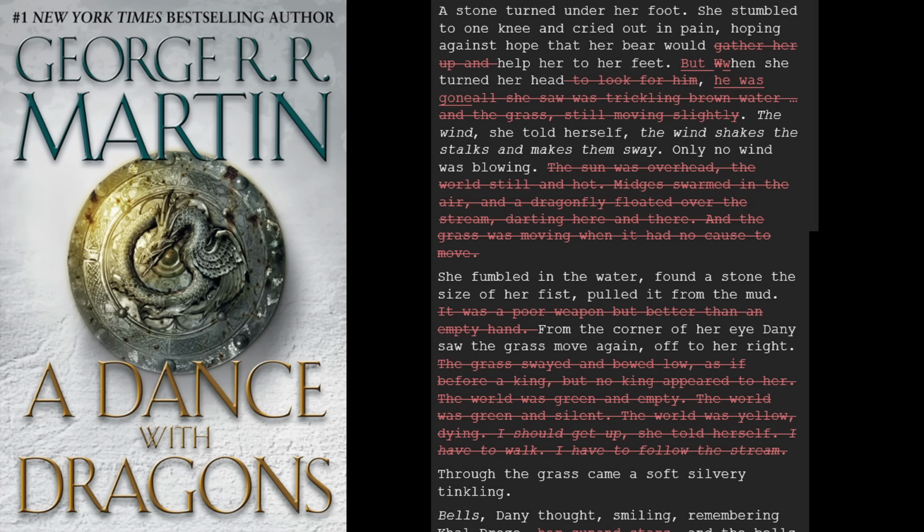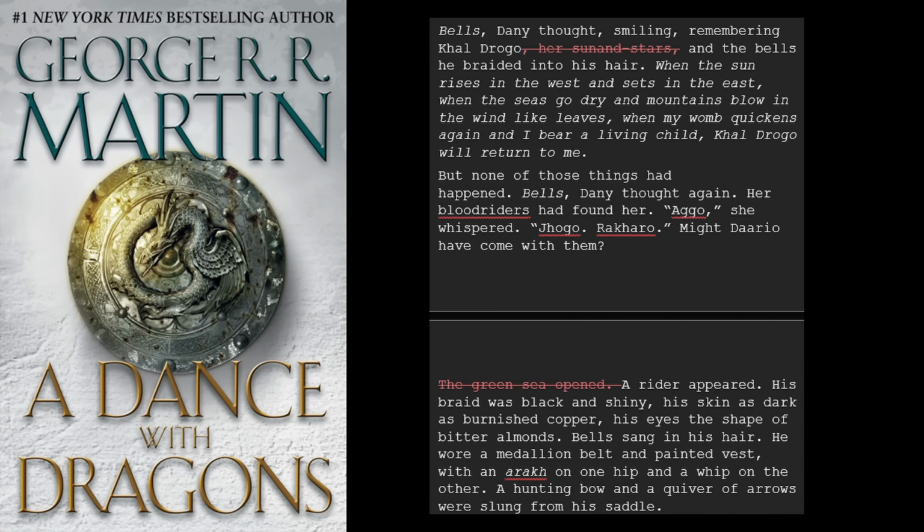The stone turned under her foot. She stumbled to one knee and cried out in pain, hoping against hope that her bear would help her to her feet. But when she turned her head, he was gone. The wind, she told herself, the wind shakes the stalks and makes them sway. Only no wind was blowing. She fumbled in the water, found a stone the size of her fist, pulled it from the mud. From the corner of her eye, Dany saw the grass move again, off to her right. Through the grass came a soft, silvery tinkling. Bells, Dany thought, smiling, remembering Khal Drogo and the bells he braided into his hair.